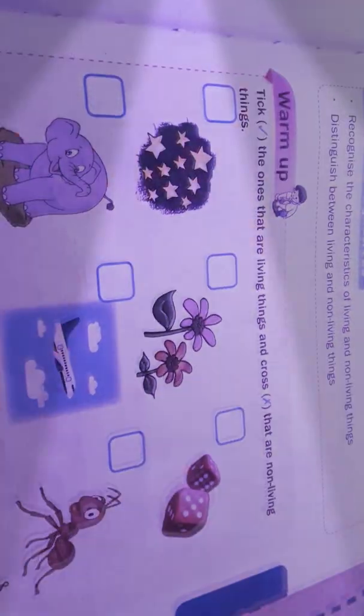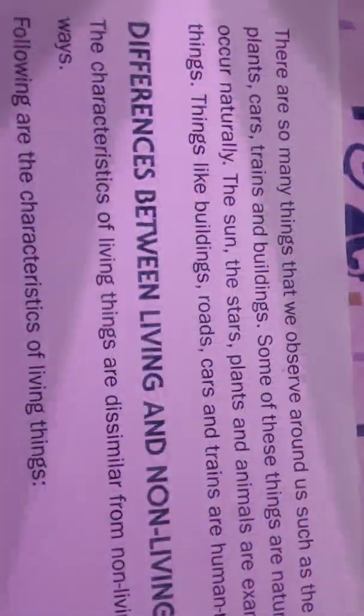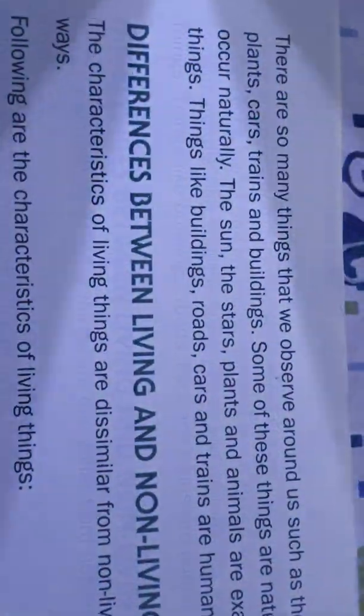Already I told you the differences between living things and non-living things. But today in this class I want to give a revision of that lesson. There are many things that we observe in our surroundings. Maybe some are living things and maybe some are non-living things. Some of the things are natural and some are artificial or man-made. So things are divided into two types: natural things and man-made things.